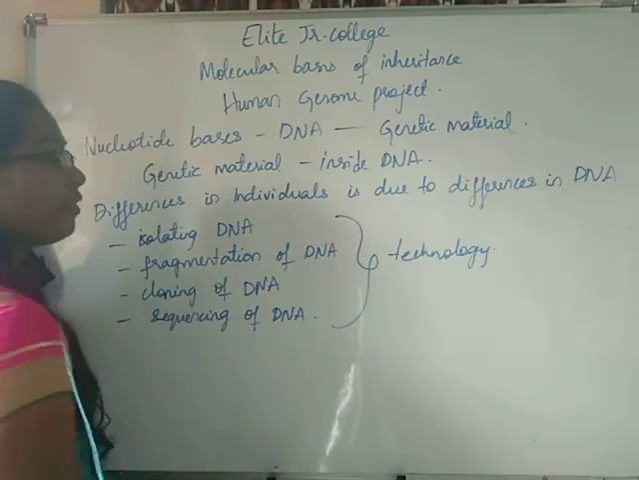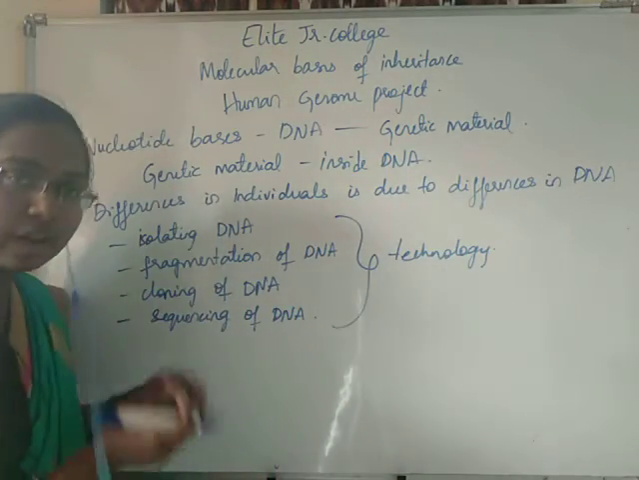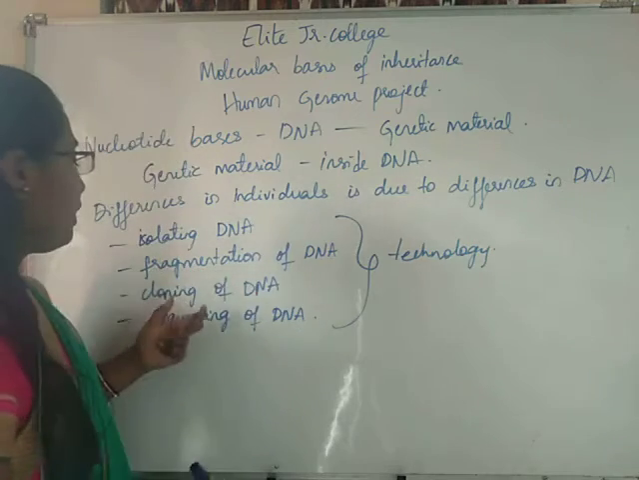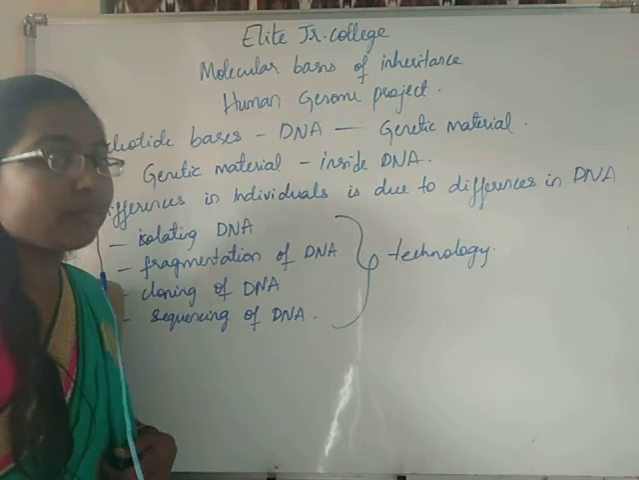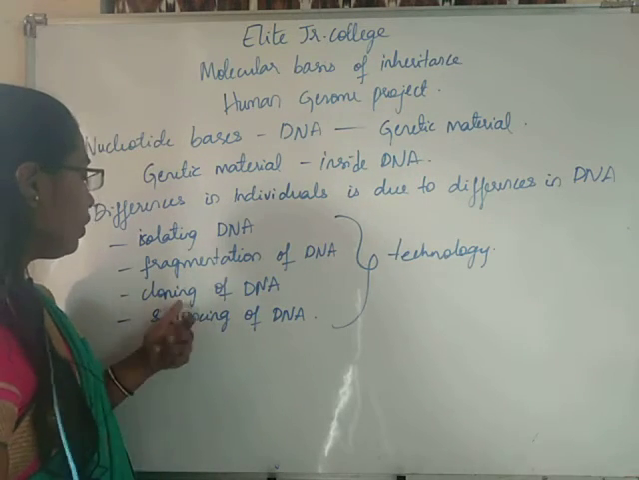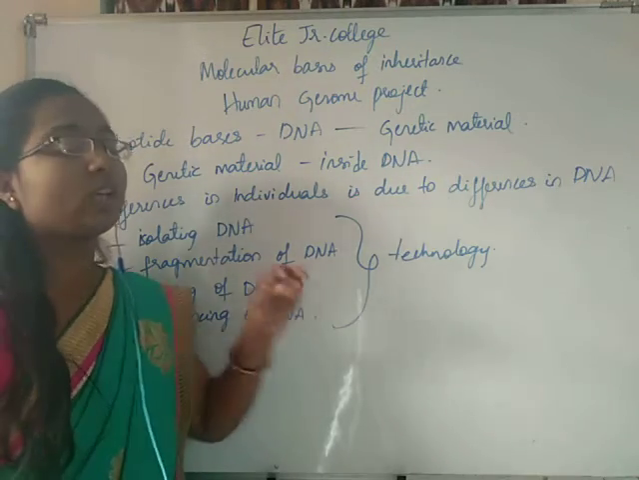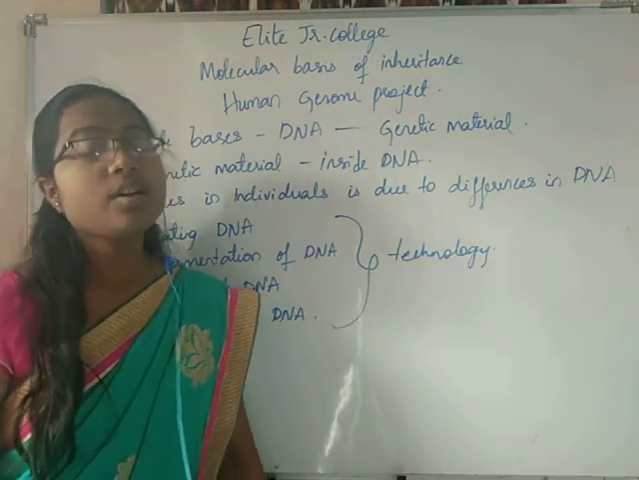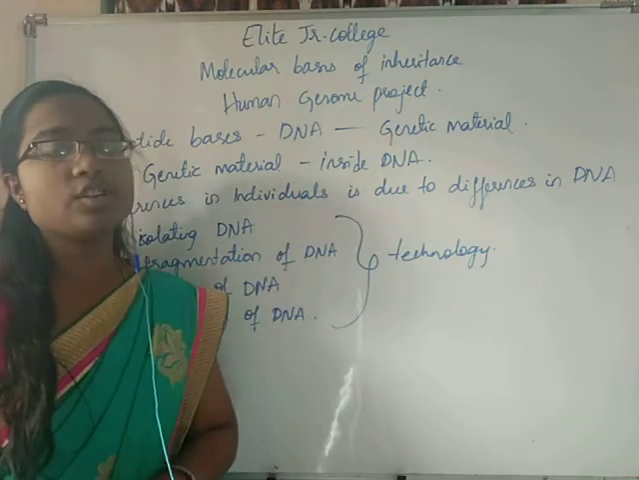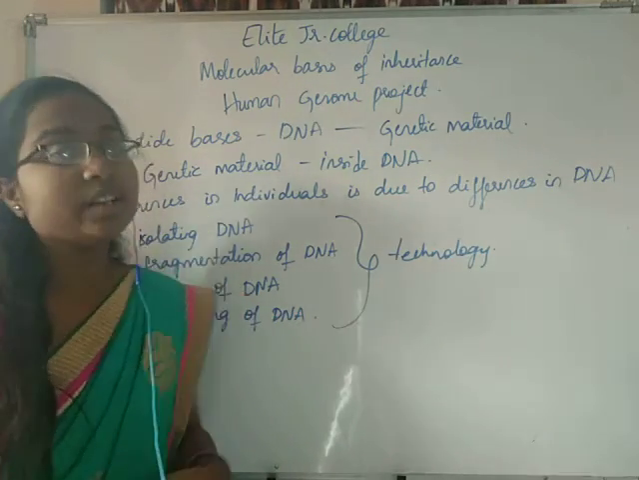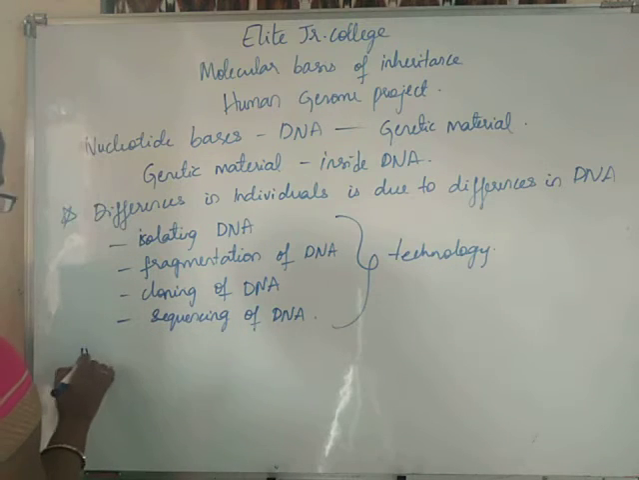We could isolate the DNA, we could fragment the DNA, that means break the DNA into pieces, and do cloning of the DNA. We'll learn what cloning is again. Cloning of DNA and sequencing of the DNA. Through all these different aspects, technology has been very well developed. After the development of this technology, an idea for a project evolved, that is the human genome project.